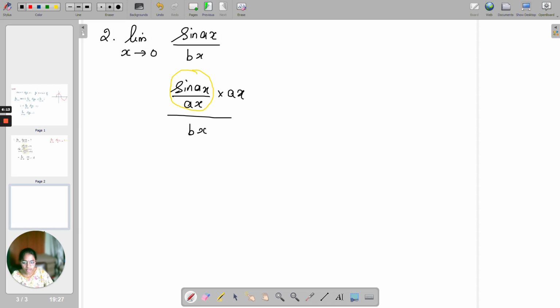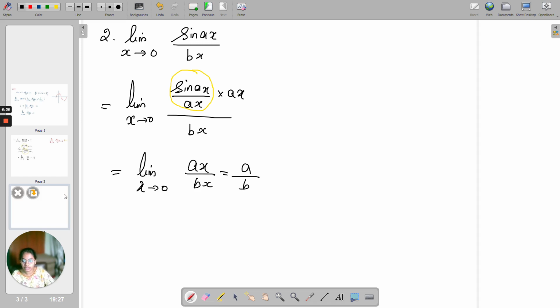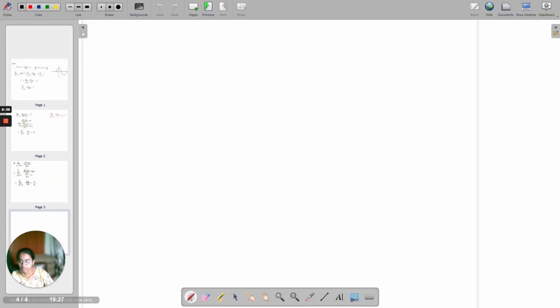Yes, I have limit x tends to 0 over here. So what would I get? Limit x tending to 0 of ax divided by bx is equal to a divided by b, because x and x get cancelled and we are left with a divided by b. Moving on, let me write the third question.